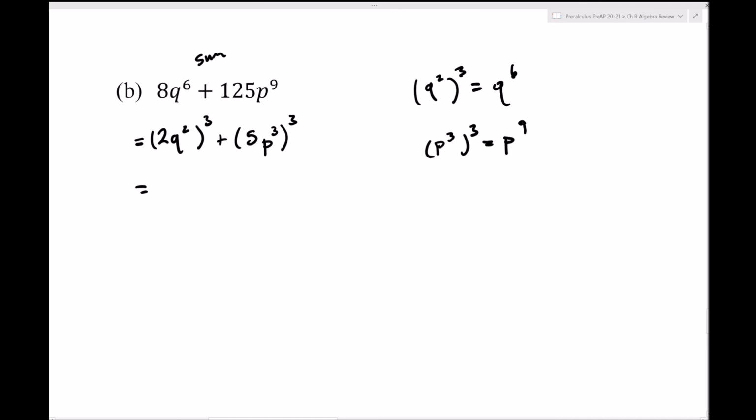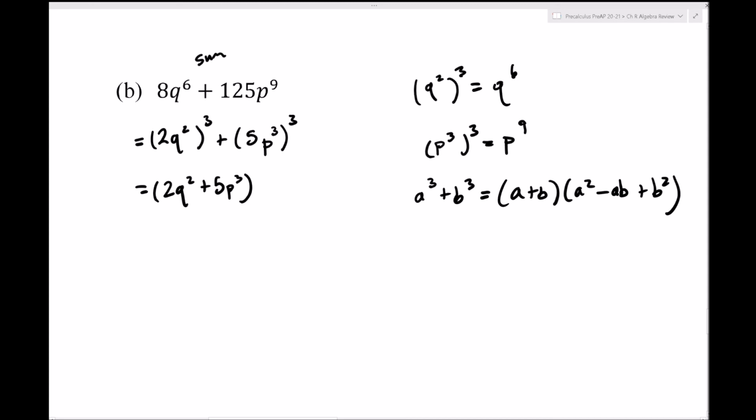And then what we do is we follow the cube formula, the sum of 2 cubes. A cubed plus b cubed boils down to a plus b times a squared minus ab plus b squared. Okay, so then I'm going to follow that formula. a is the stuff inside of the first cube, b is the stuff inside of the second cube, and then we just follow suit. So it's going to be a plus b, literally 2q squared plus 5p to the third. That is the a plus b step.